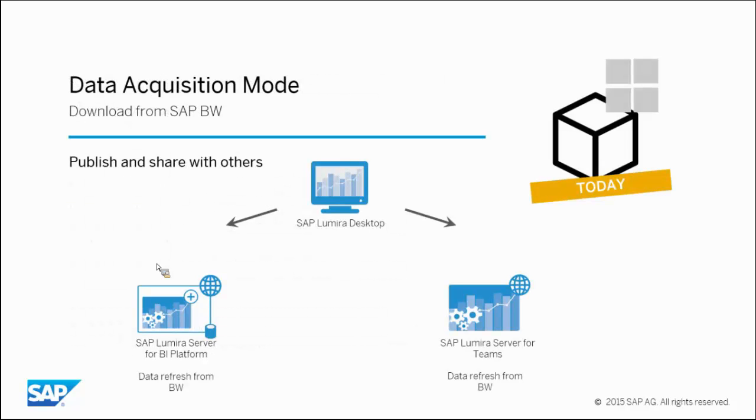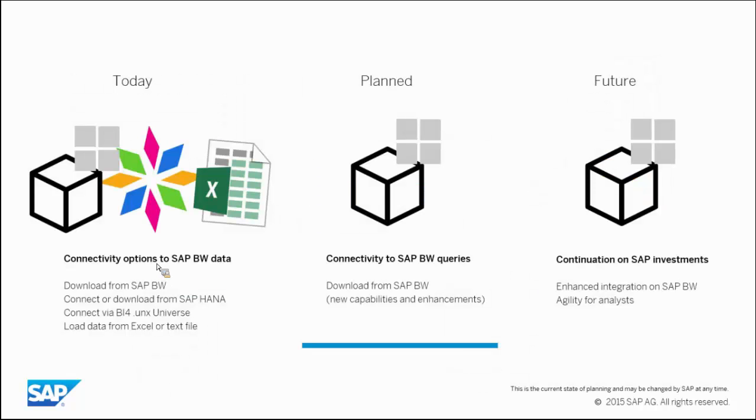So from Lumira desktop, as I mentioned earlier, you can save the document either through Lumira Server for BI platform or Server for Teams, on which you can collaborate with your colleagues on the insights you found and take a decision. So this is about what we have today, the current capabilities we have in Lumira to leverage the existing BW BEx queries and the cubes.